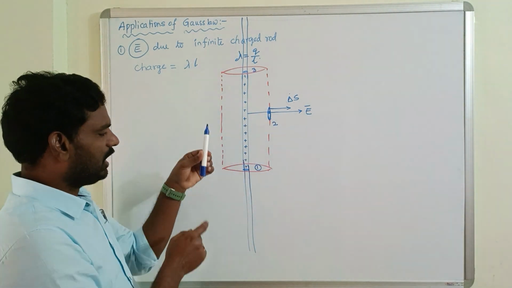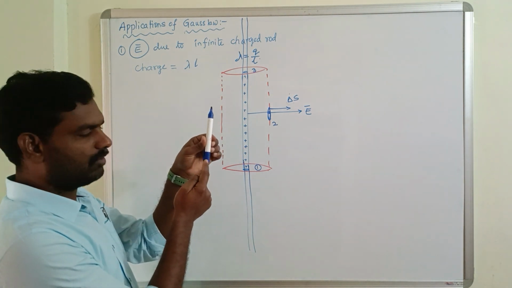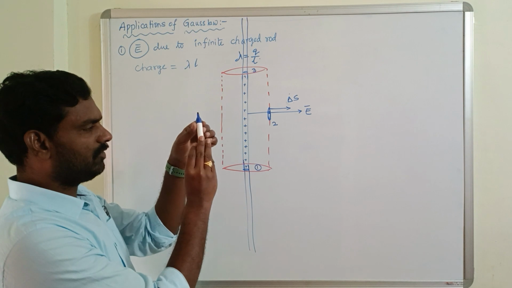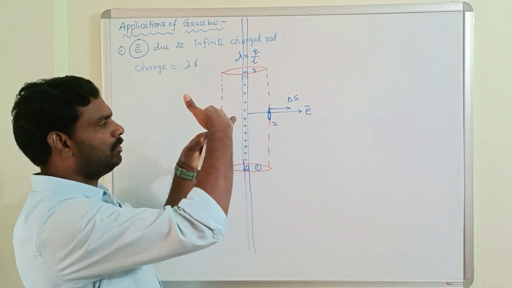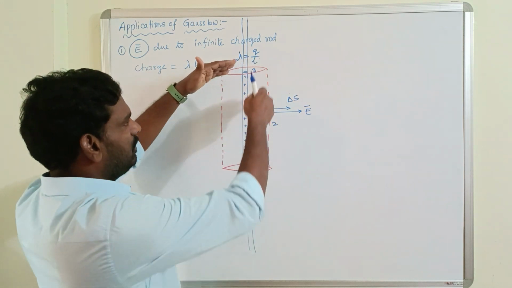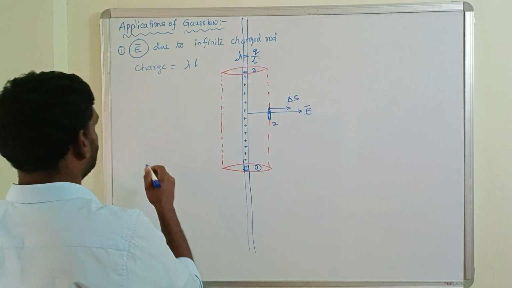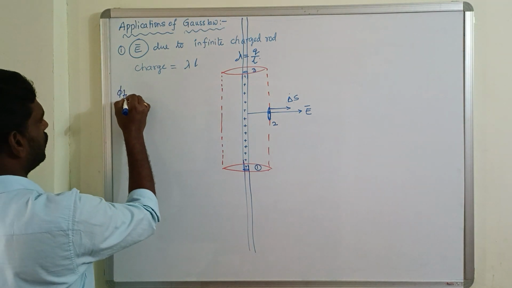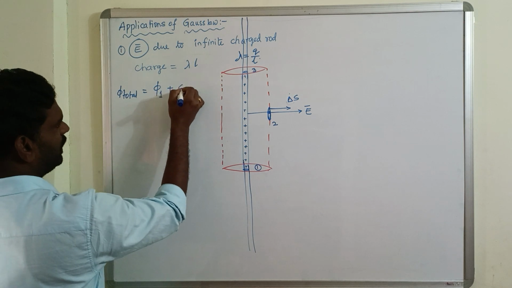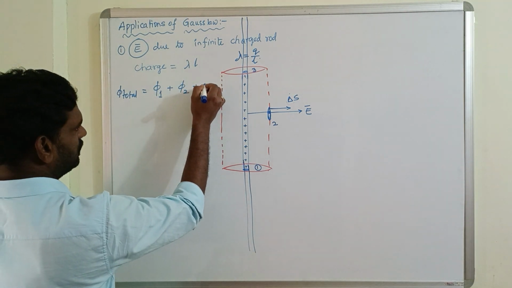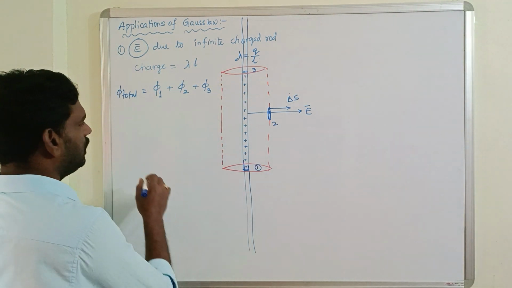And now I am taking 3 surfaces. What surfaces do we have here? There is one flat surface, and a curved surface, isn't it right? And also one more flat surface is there. This is the imaginary Gaussian surface. There are 3 surfaces, so total flux is equal to flux due to the first surface plus flux due to the second surface plus flux due to the third surface.